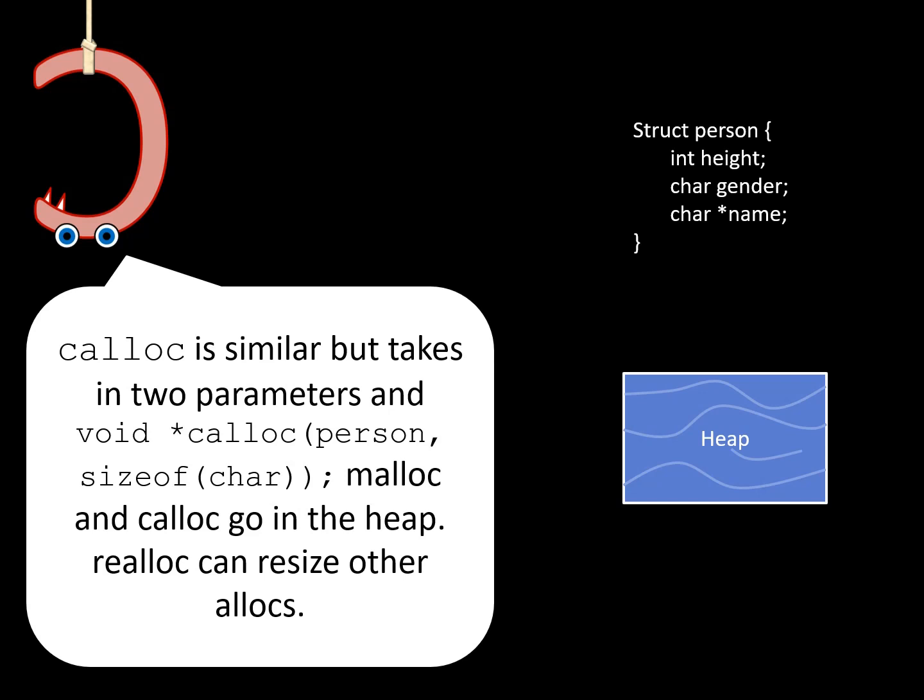Calloc is similar, but takes in 2 parameters, and void *calloc person size of char. Malloc and calloc go in the heap. Realloc can resize other allocs.